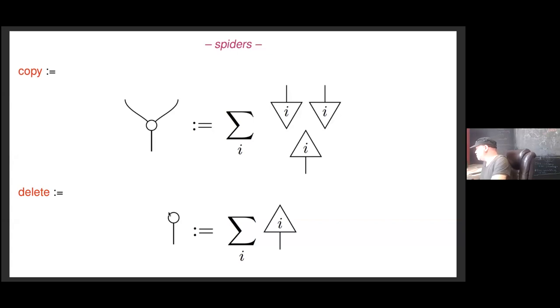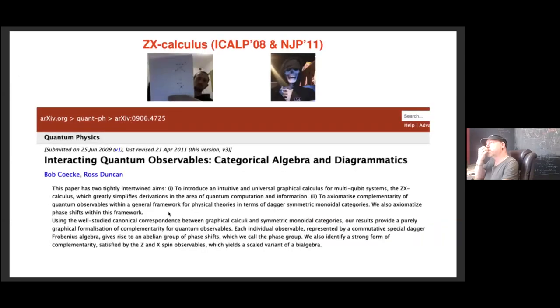But we were more ambitious. We wanted to really get rid of any connection with linear algebra at all. And to achieve this, we knew we needed something like complementary observables. So in this paper from 2008 with Ross Duncan, we introduced what is now called the ZX calculus. We didn't give it that name at the time. We were really looking for a conceptual description of complementarity in terms of the tensor product, in terms of the spiders, essentially. And that's what we did in this paper, but then later it became sort of a calculus.